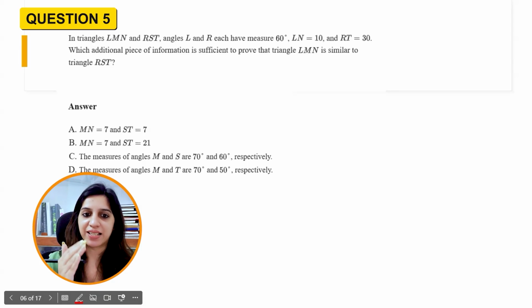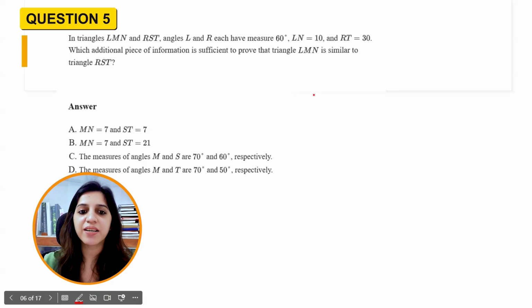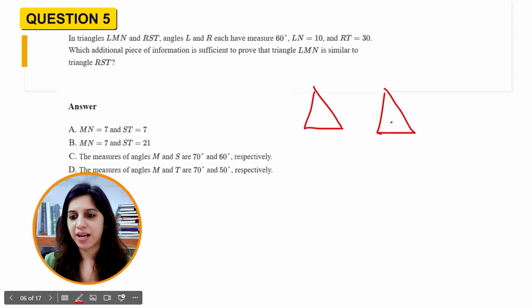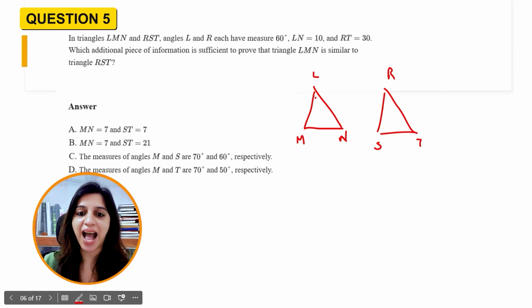Let's try that. Let's draw these. So they're saying there are two triangles, LMN and RST. I'm just assuming they're both acute angle triangles. It doesn't matter though. So these are my two triangles. Now it says angles L and R are both 60 degrees. Okay, 60 degrees, 60 degrees.